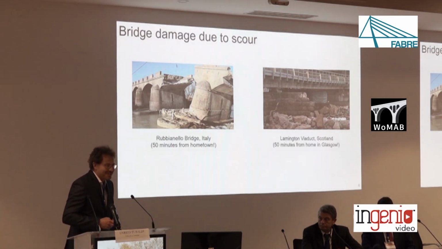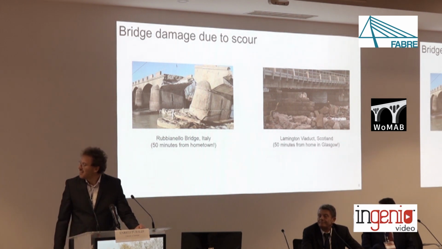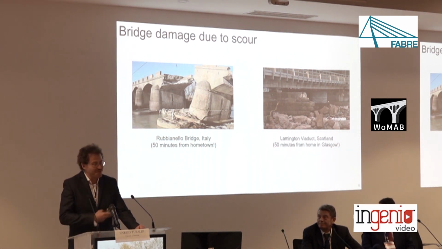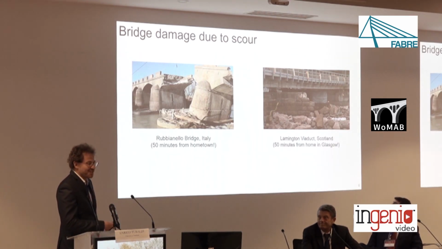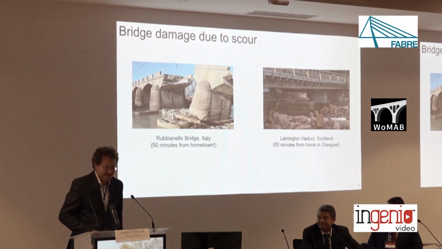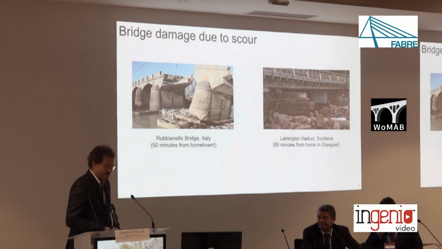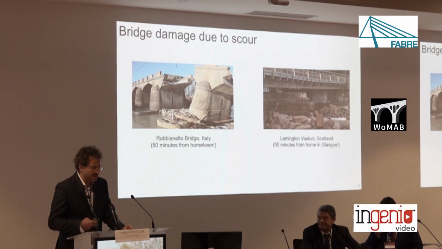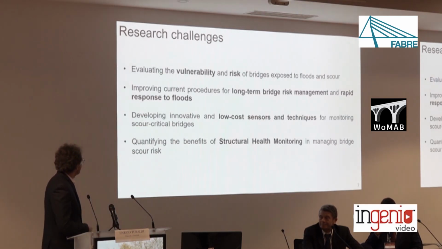The problem of bridge scour seems to be haunting me. When I was in Italy, there was this failure of Rubianello Bridge, which is located not far from my hometown. And then after moving to Scotland, there was another failure of Lamington Viaduct, which is also located very close to my new home in Glasgow. That failure actually was quite a big problem for Network Rail, because the bridge is located along the main railway line between Glasgow and London, and its closure cost lots of money.